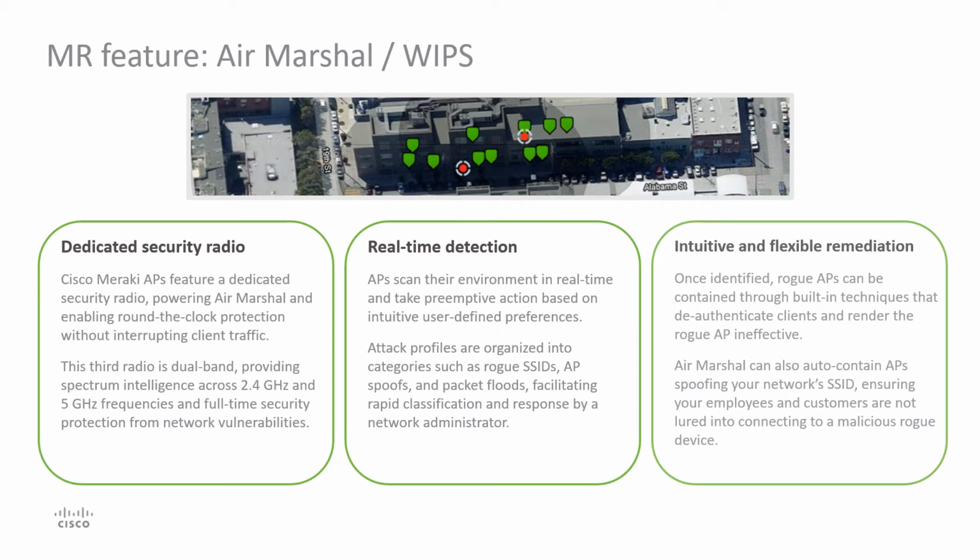Some of the threats we are able to detect and take action on are rogue SSIDs and rogue access points. We can shut them down so that wireless clients cannot connect to them. SSID spoofing, malicious broadcast, packet flood, and new threats are emerging all of the time. When these threats are detected, the access point can take action to neutralize those threats and notify the network administrators.